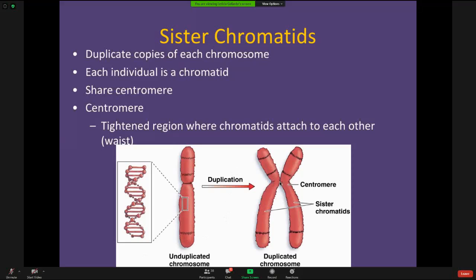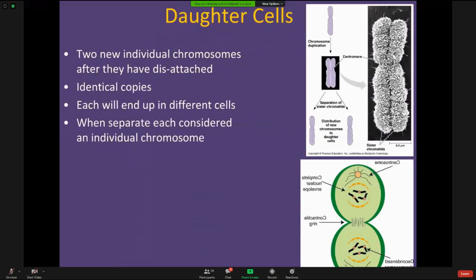When they're bound together at the centromere, they are considered to be one chromosome, or they're counted as one chromosome. During the cell division process, you're going to be pulling apart the sister chromatids and distributing one of each of those chromatids to the new developing cells. Right? The two new cells that are produced during cell division are called daughter cells. They are identical copies of each other in mitosis.